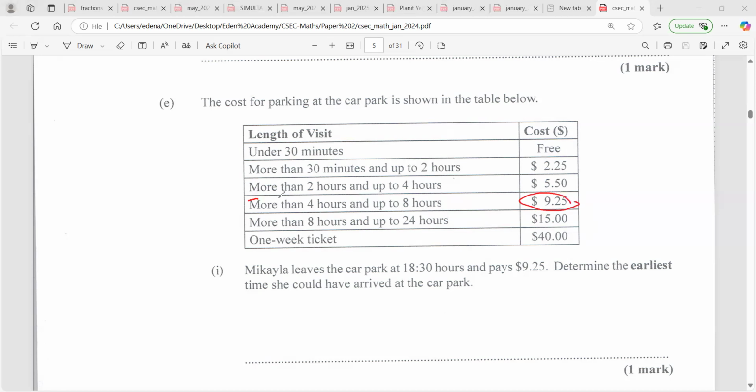But it asks what is the earliest. So if you want to find the earliest, we have to look at the higher end of the range that was given. Our range is 4 to 8, so we need to use 8. We just need to take 18:30, and it's already in 24-hour format, so it is easier to subtract. 8 hours would give me 10:30. So 10:30 is the earliest that she could have arrived. That's 10:30 a.m.